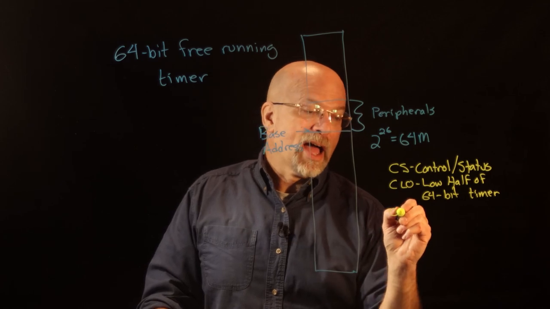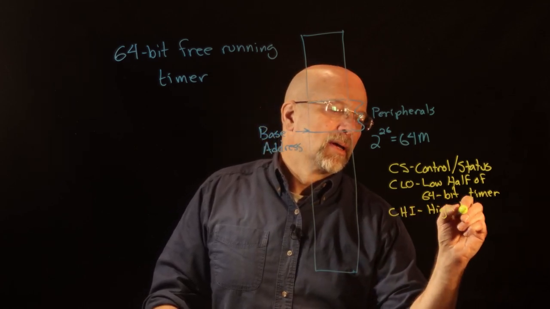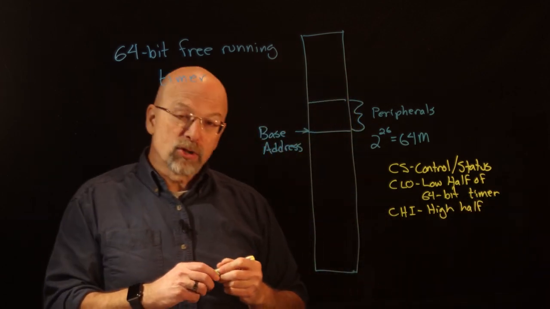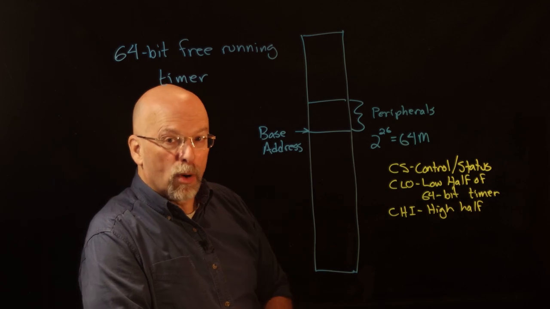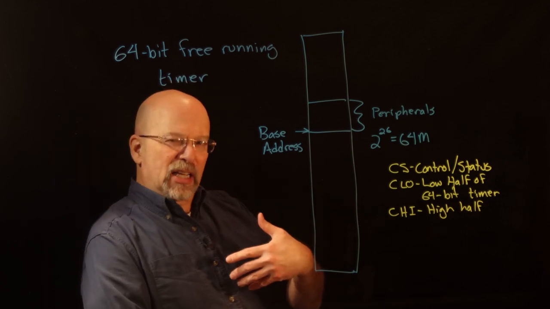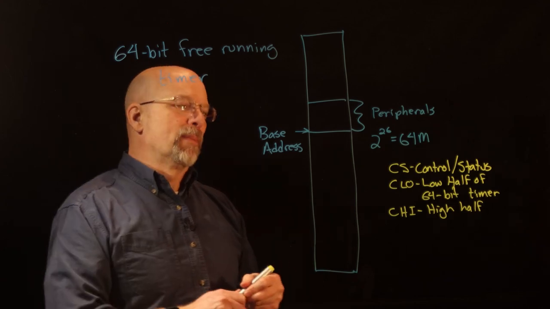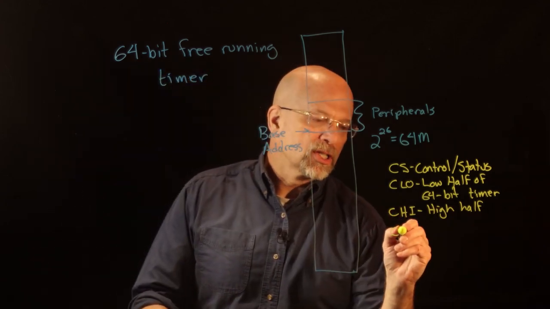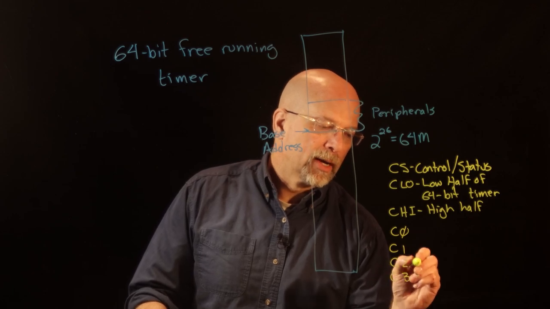Then we have to have the high half, right? C high, which is the high half. Now, there's three registers. But it turns out we're going to have four more registers that are going to give us a little bit more capability with this 64-bit timer. They are C0, C1, C2, and C3.